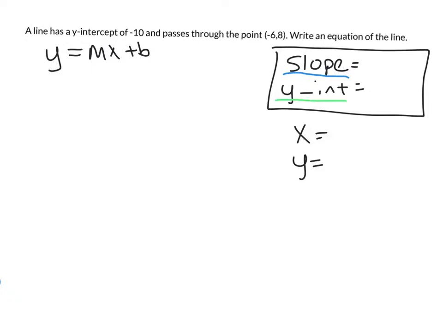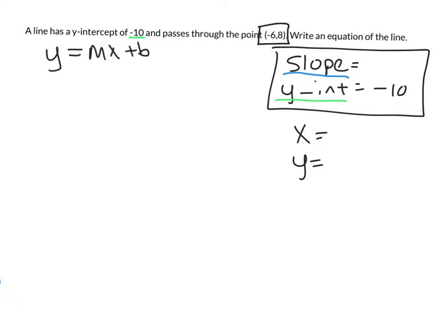So we need to get a slope and we need to get a y-intercept. Well, this says a line has a y-intercept of negative 10. Well, that's simple enough. We can just take that y-intercept of negative 10 and we can put it right here, negative 10. And it passes through the point negative 6, 8. Well, that's important information for us, negative 6, 8.